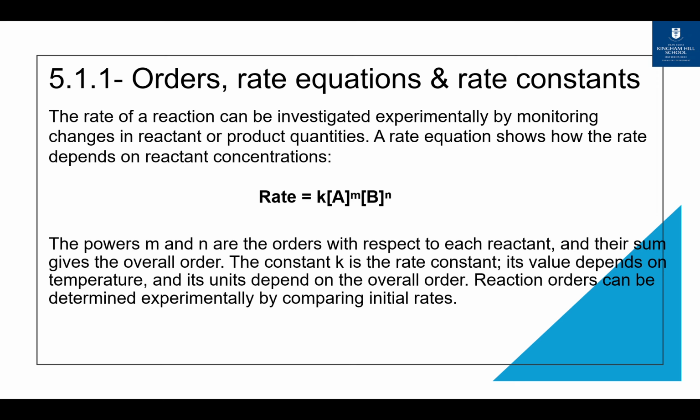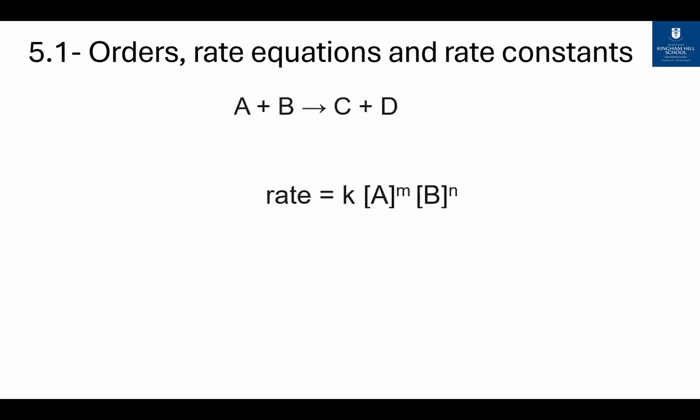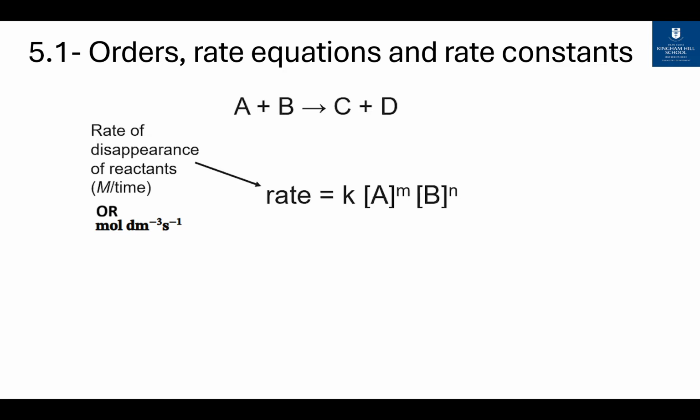Comparing initial rates of a reaction is a method to determine the order with respect to each reactant. Now, if you take this general equation A plus B, which gives you C plus D, we can write the rate law for this reaction as rate equals K times the concentration of A raised to a power M times the concentration of B raised to power N. The rate can represent the rate of disappearance of a reactant, and you can see the unit is given to you as well.